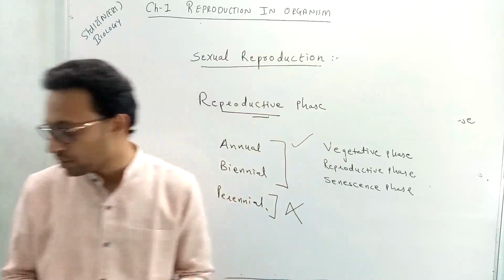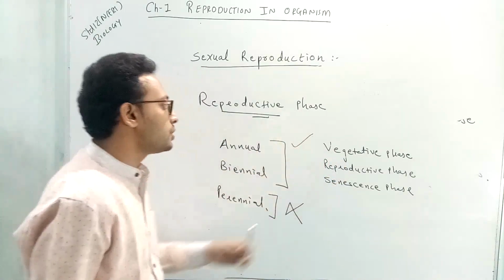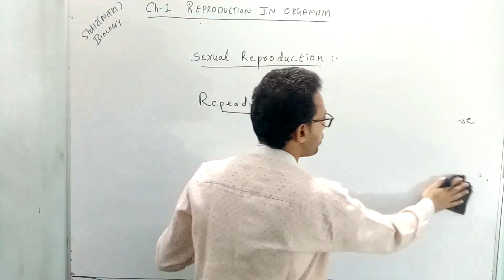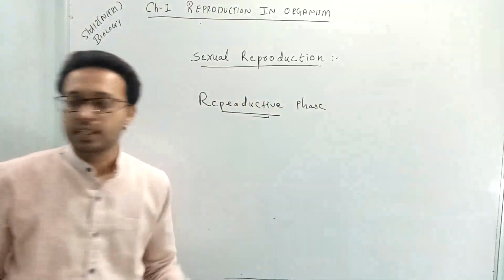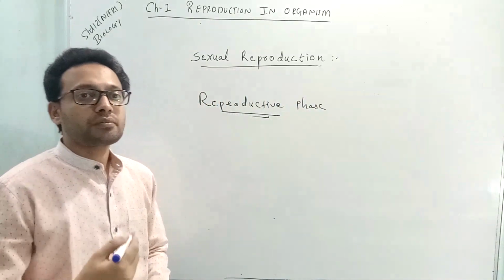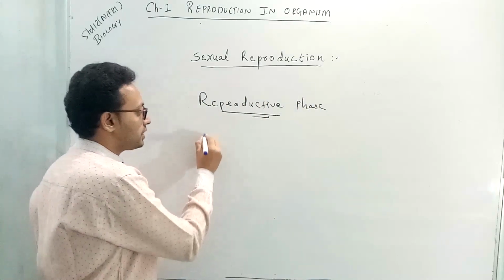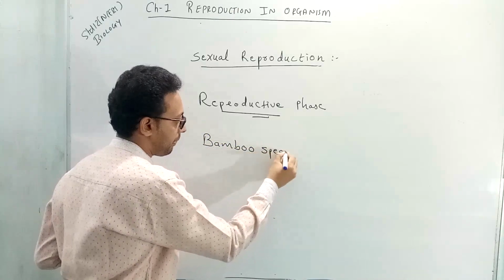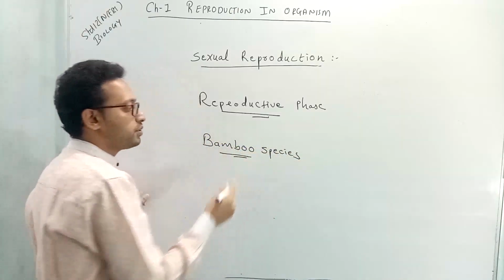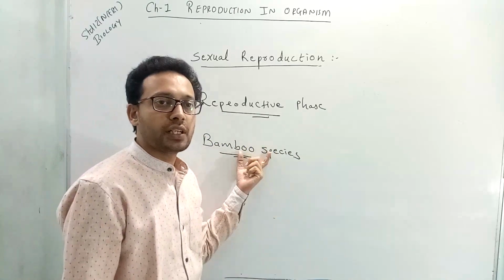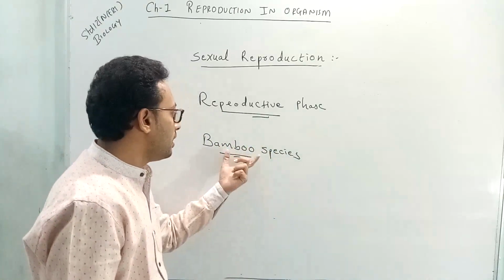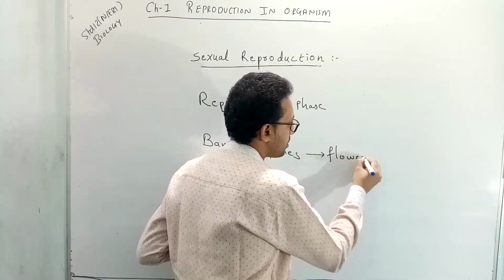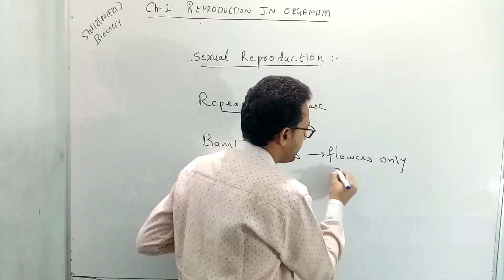But we also have exceptions where flowering does not follow this rule, and unusual flowering is reported. I will give you two important examples of plants where unusual flowering is reported. The first is the bamboo species. This is the exception where the usual flowering does not happen or unusual flowering occurs. A bamboo species is a plant that flowers only once in its life.